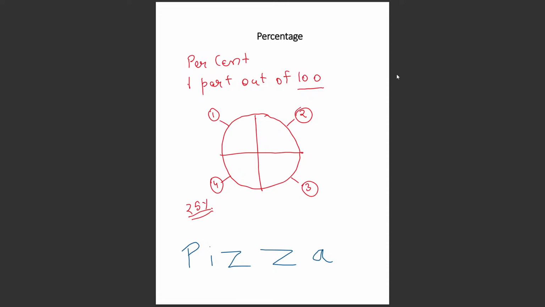Now this is a pizza. We divided this complete pizza among four different friends. So 25% we need to divide among four. So this will be 25 parts out of a total of 100. That is, 25% means 25 parts out of a total of 100.